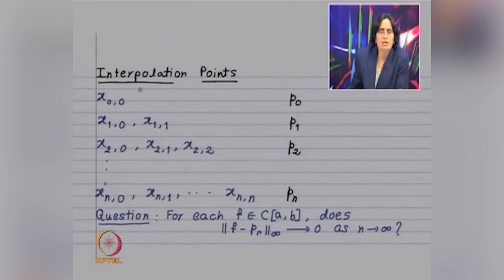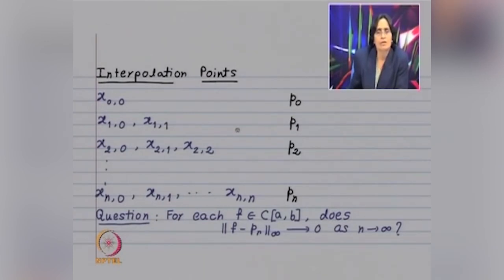So, suppose I choose this set of points by some rule. For example, take the equidistant points. Then the question is whether for every f belonging to C[a, b], for this sequence of interpolating polynomials, the norm infinity of f minus p n tends to 0 as n tends to infinity. Unfortunately, this is not true.